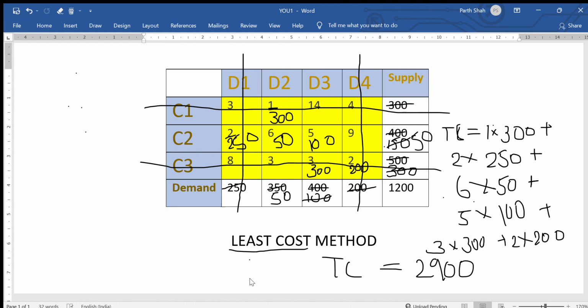So you can see that in the previous case we were getting 4400 rupees and in this case we are getting 2900 rupees. So we can say that the least cost method is more optimal and more reliable than the previous northwest corner cell method. So this was all about the least cost method, and thank you.